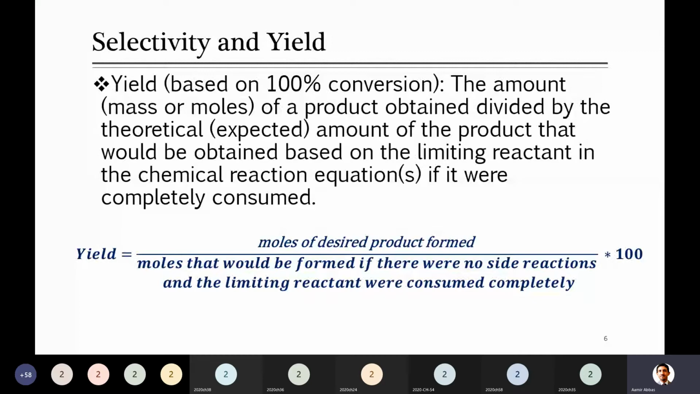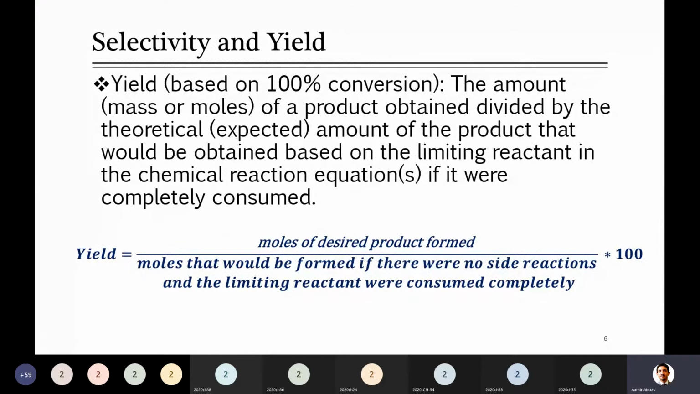So yield will be written somewhere; when you read a question, it will say the yield of this product, for example, is 80%, or yield of this product is 0.8. So what does that mean? You should know the definition of yield. The definition of yield is simply the moles of that product which you are looking for, which are produced as a result of reaction, divided by the moles which will be produced if there is no side reaction, and all of your reactant is consumed.